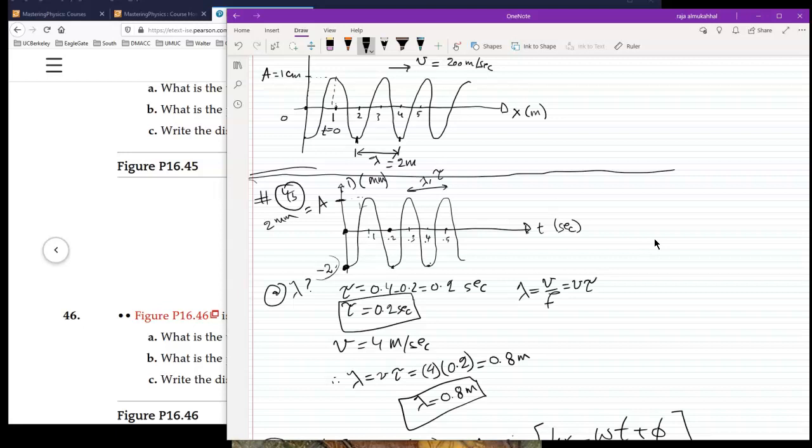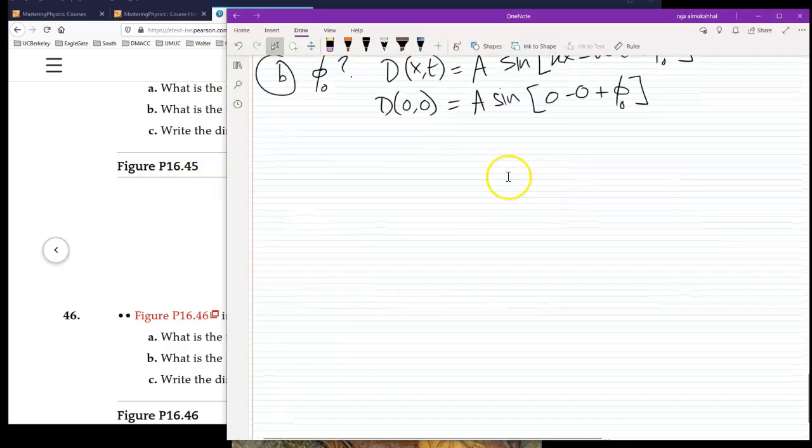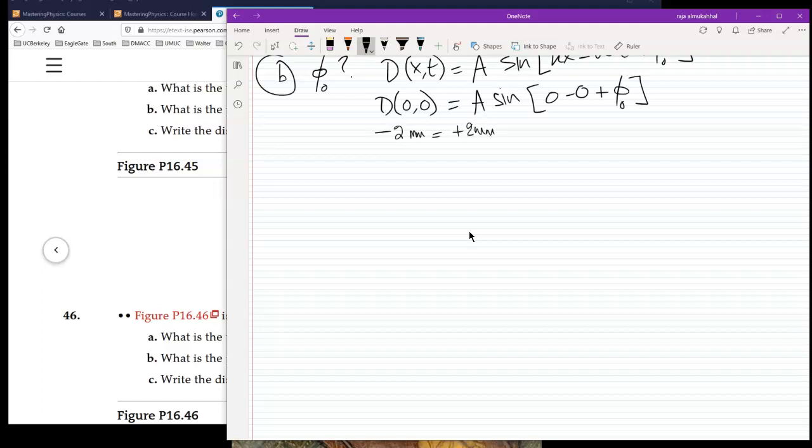Make sense? Okay. So now I go back and plug all that stuff in there. So here, d of 0, 0 is minus 2. You can convert it to meters, that's fine, but they're going to cancel. So that's minus 2 millimeter equals positive 2 millimeter sine phi naught. So that gives me sine phi naught is equal to minus 1.